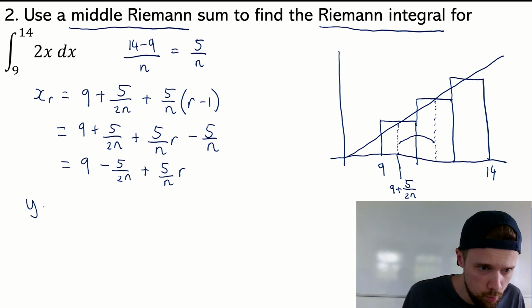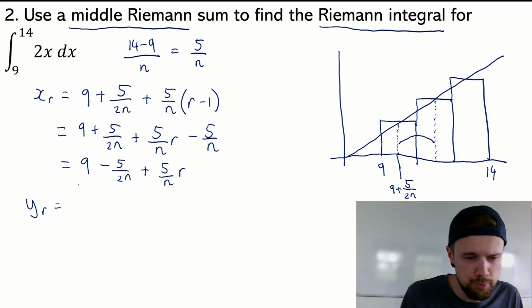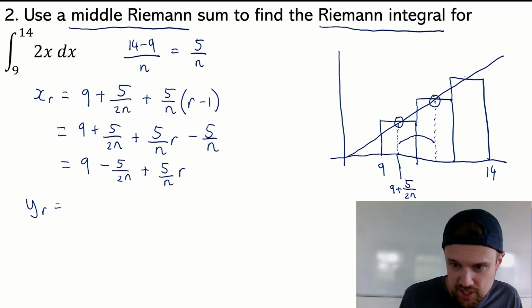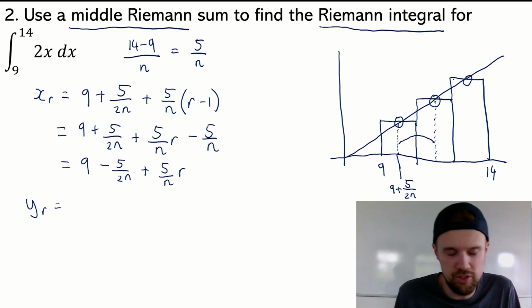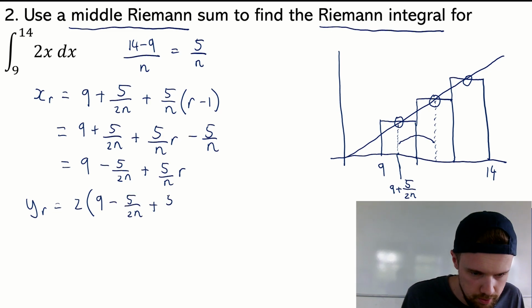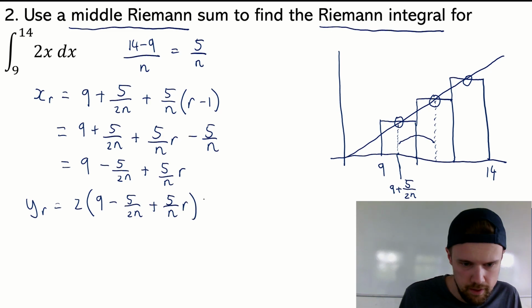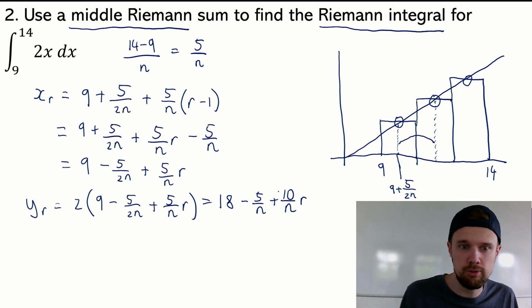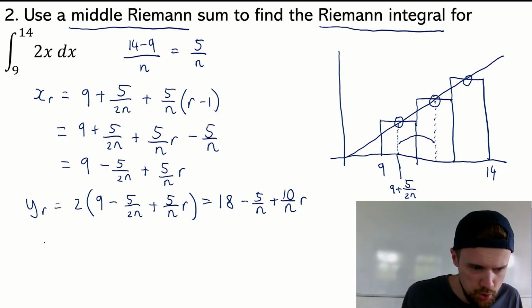That means the y coordinates are going to be formed by just plugging those x values into the function, because that is when we'll meet these points here that match with the heights of the rectangles. So therefore, that's just going to be 2 lots of that sequence we just mentioned. So therefore, that multiplies to get 18 minus 5 over n and plus 10 over n lots of r, like so. Brilliant, which means we can move on to working out the Riemann sum.